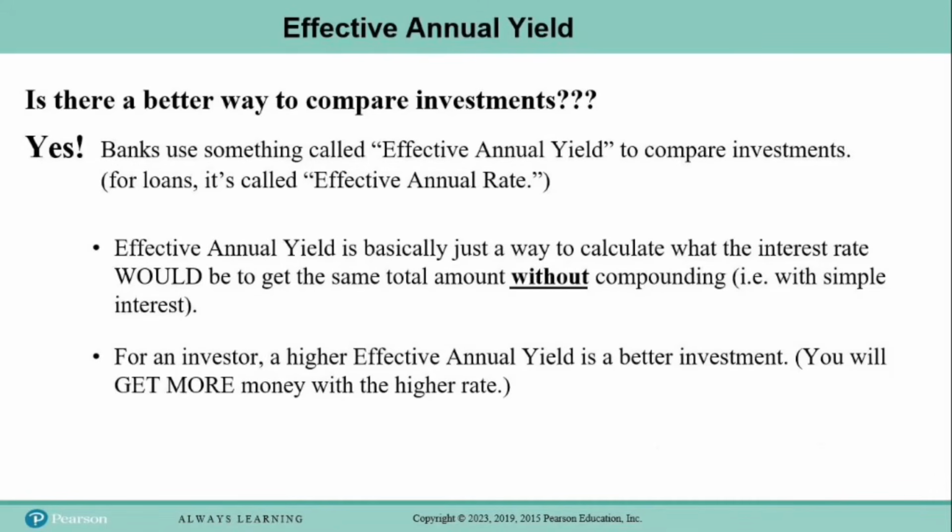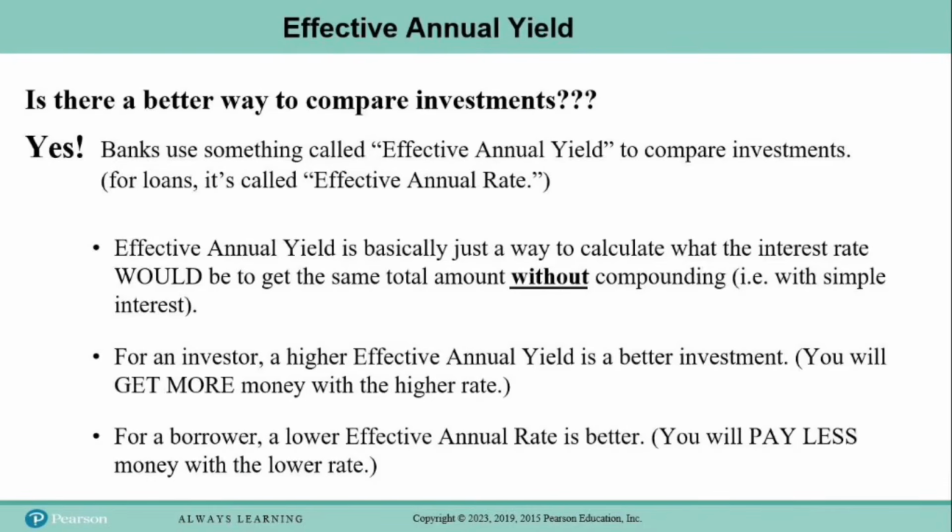Now, if you are investing money, then a higher effective annual yield is better. Higher is better if you're doing the investing because you want to be paid more money. So you want to get paid at a higher rate. But if you're a borrower, if you're getting a credit card or something, you want a lower effective annual rate. That will be better because then you will pay less money with the lower rate.